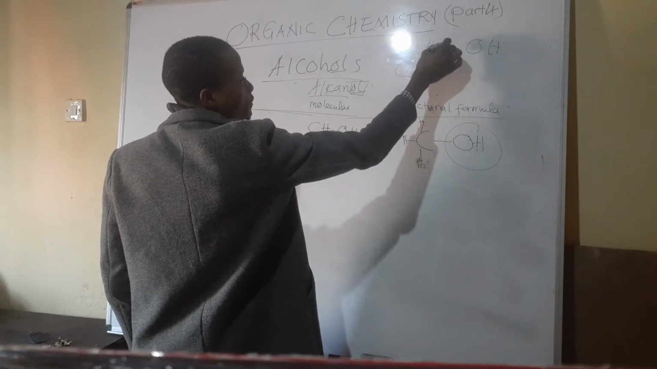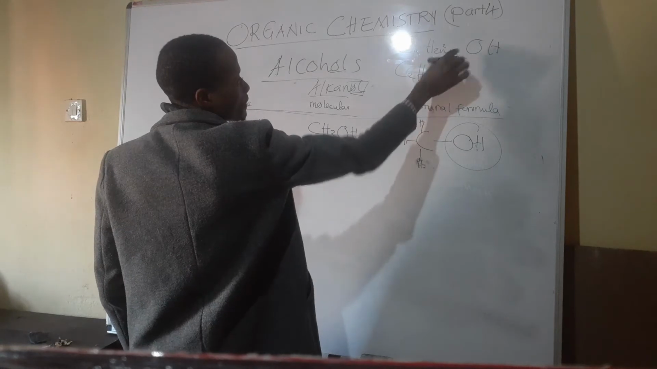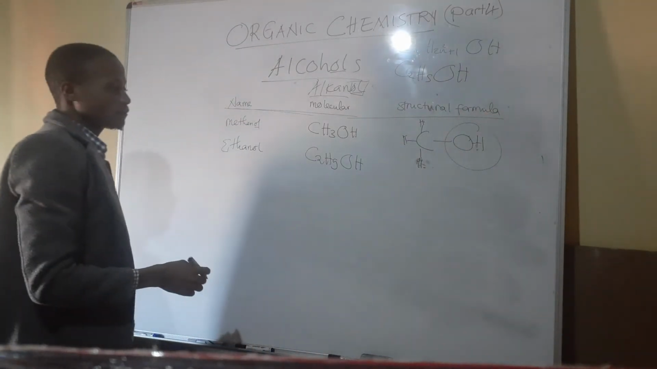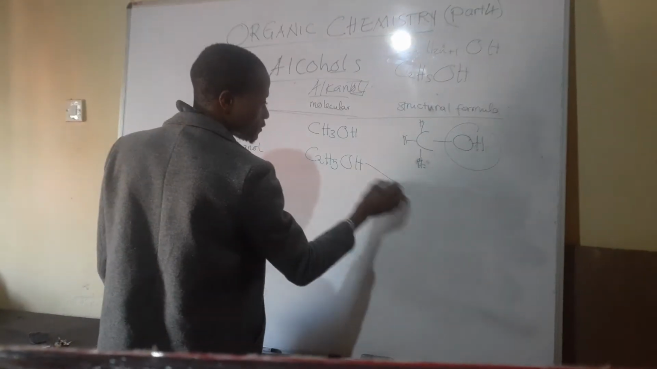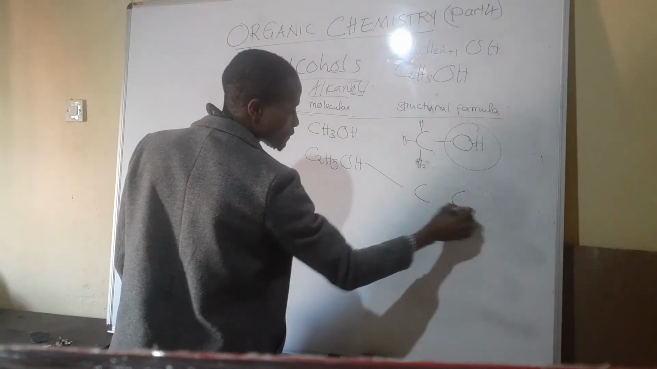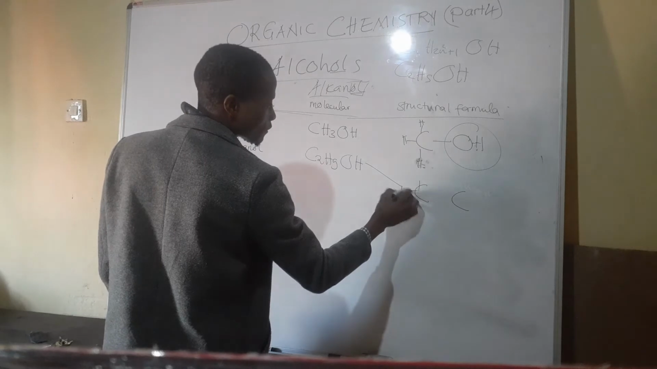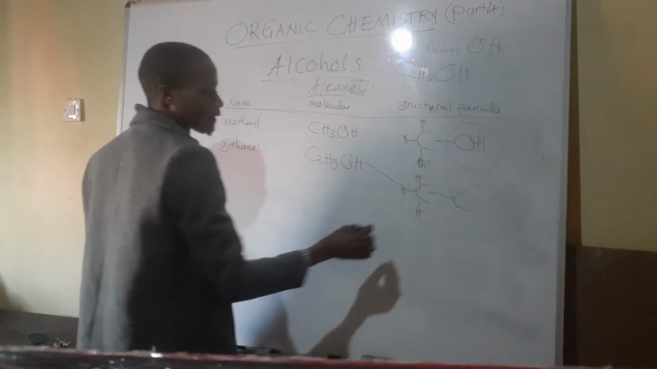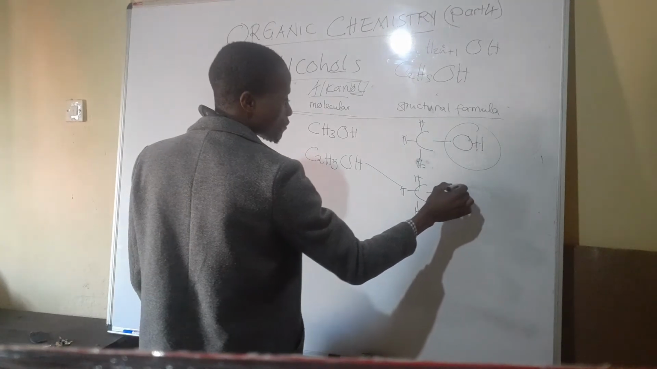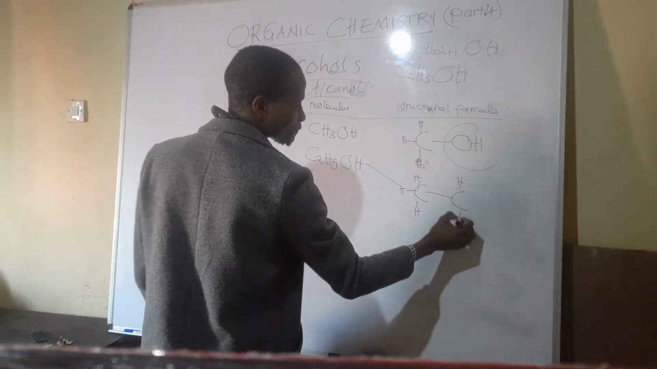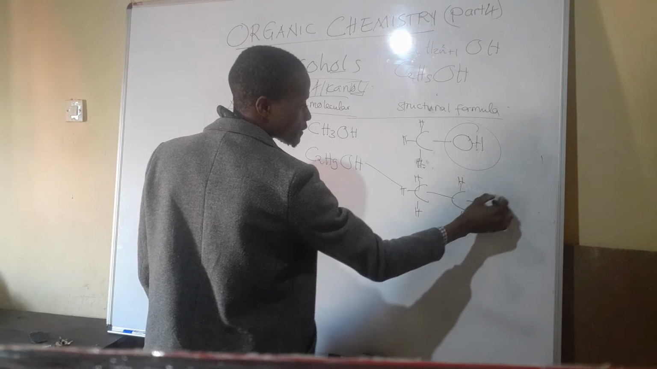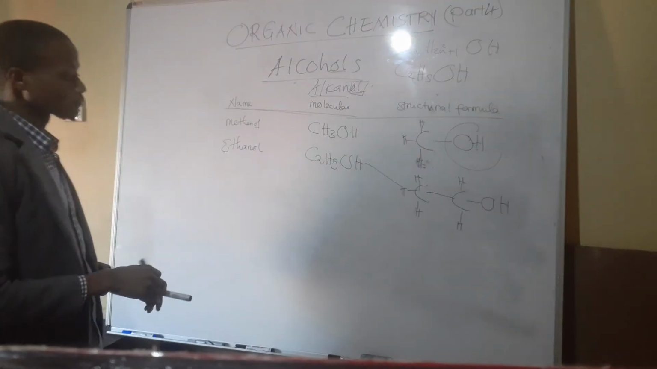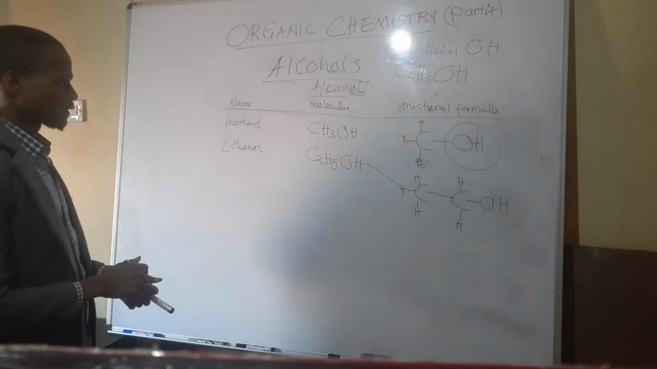There is 2, so 2 times 2, that's 4 plus 1, that's 5, then the OH, like that. So draw the 2 carbons. Okay, so we have hydrogen there, we have a bond there. Then this one, it has 2 hydrogens, and the other one is the OH. So that is the structure formula for ethanol.